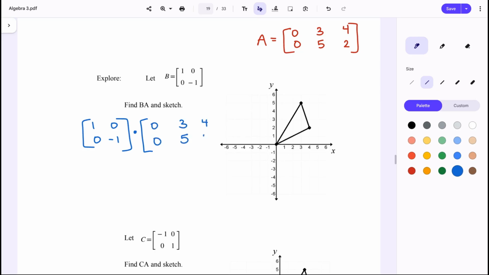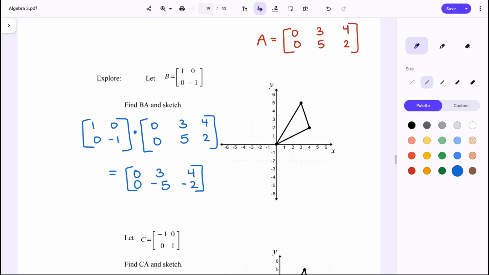So this is what we were doing at the beginning of today. So you're taking the row times the columns. When you do this one, you get 0, 3, 4, and then 0, -5, -2. Okay, I'm still using the same process for multiplying that I went over a little bit ago. I'm just skipping over all of that stuff.